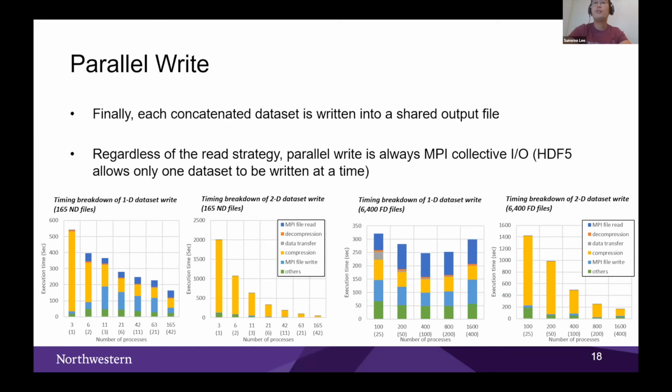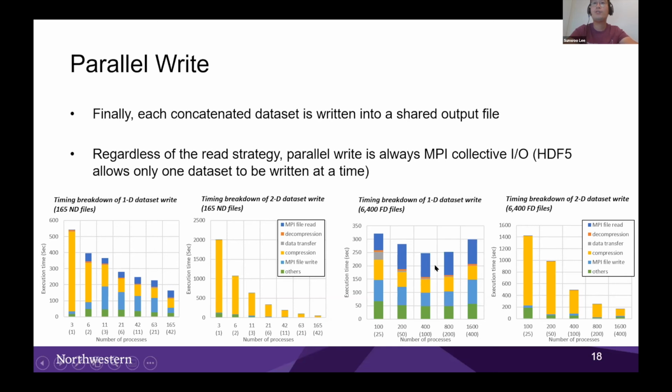a single output file. So the left two charts show the ND files performance, and the right two charts show the FD files performance. Interestingly, when we are writing the data, compression takes up most of the time for both data sets. So for compression, the chunk size is important. And for the small data sets here and there, the writing time takes up much time, and the read takes up a certain amount of time.